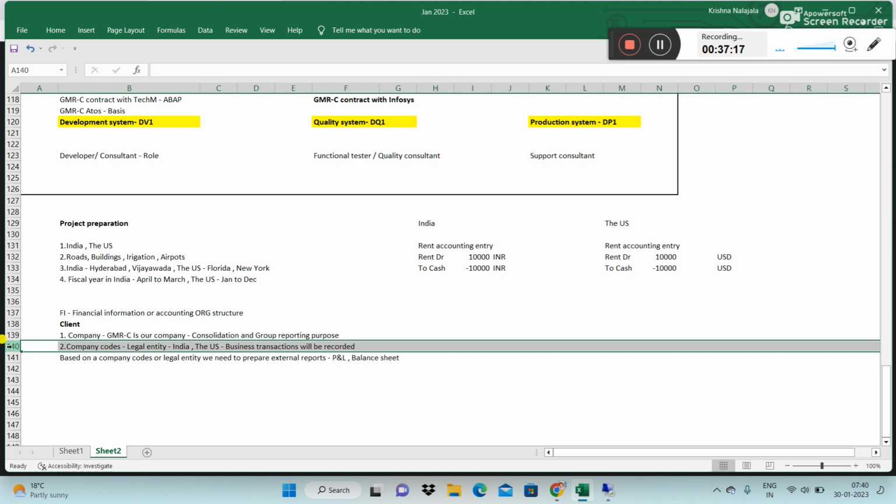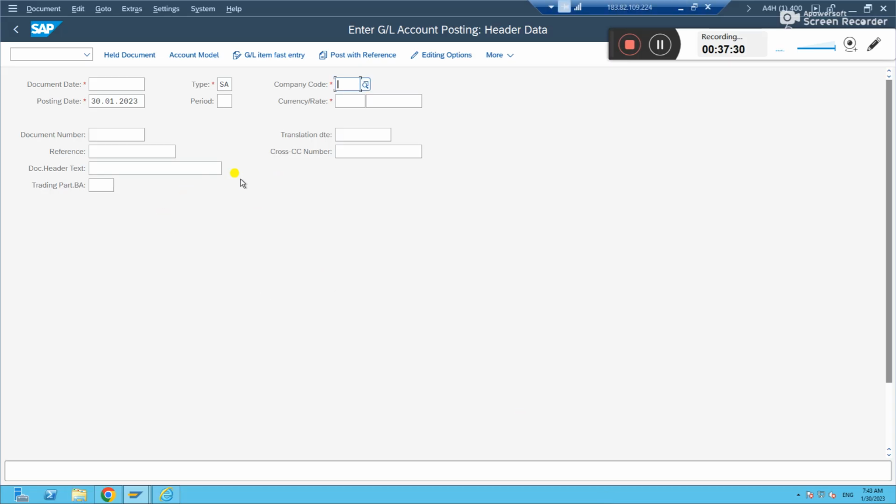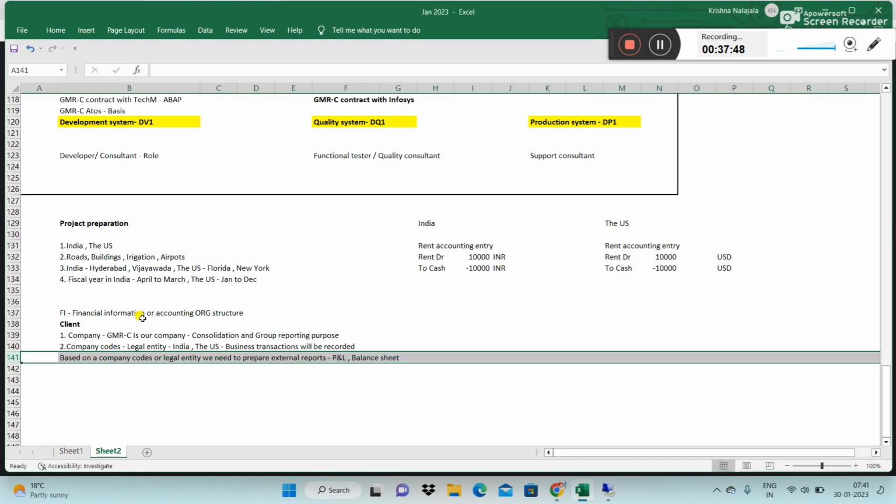You record a business transaction at the company code or legal entity level. That is the reason that at the end of a fiscal year you have to prepare external reports also based on company code. The main simple reason is that while posting an entry you don't see anything posted on a company. Everything is under a legal entity or company code. Obviously, likewise only transactions will go, right? Yes, sir. You have to understand the logic based on the structure.